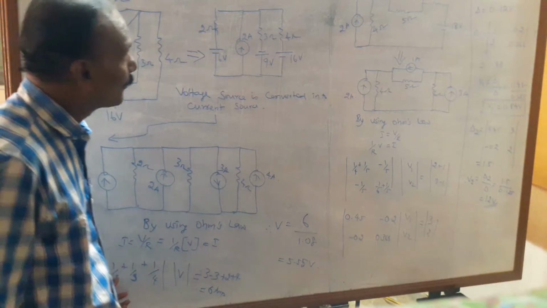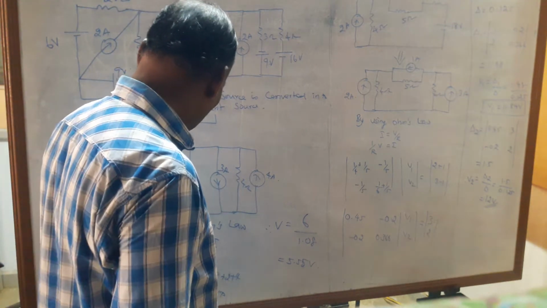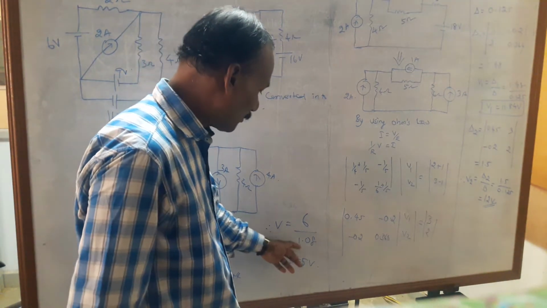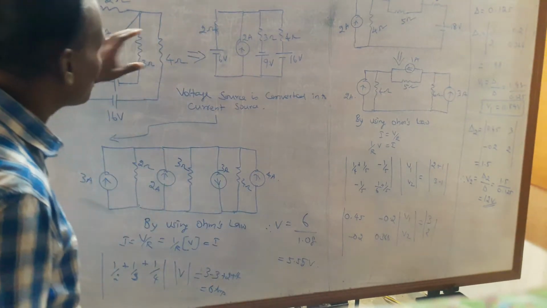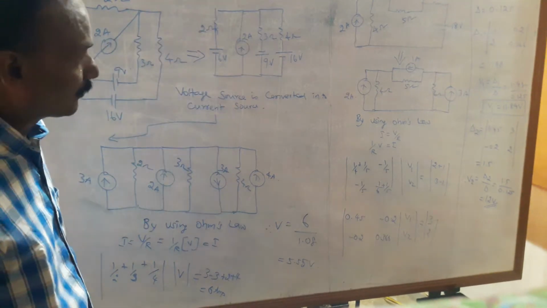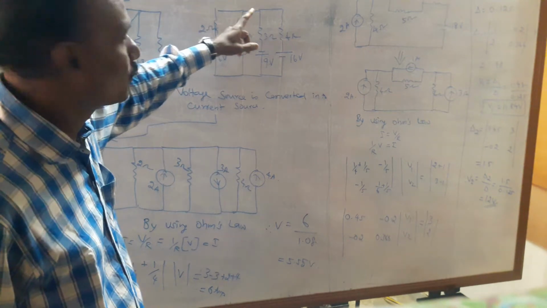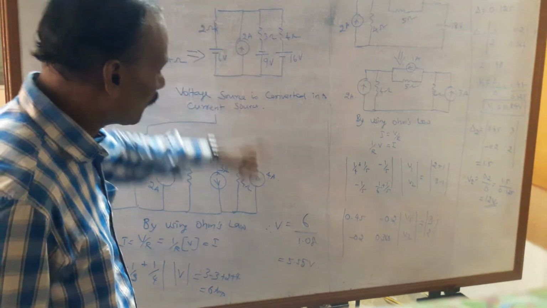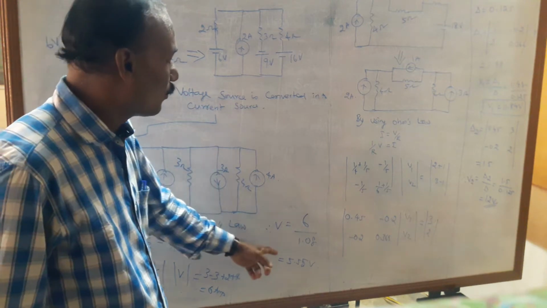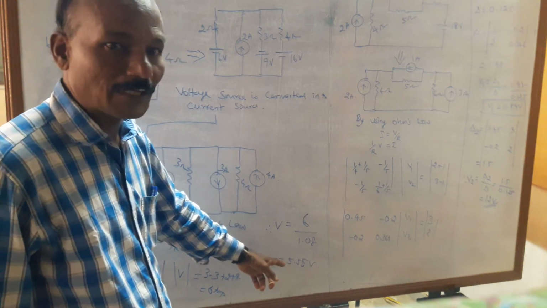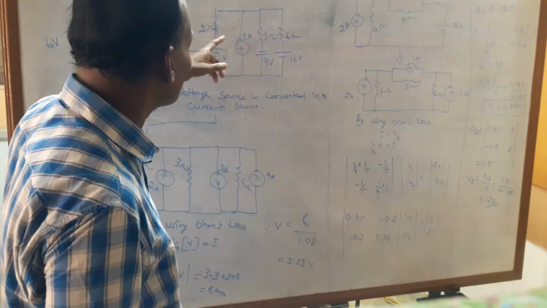So V is equal to 6 divided by 1.08, so V is equal to 5.55 volt. The voltage across each resistance is 5.55 volt because there is only one node. But the power is entirely different, because power depends upon the voltage and current. Here the voltage is the same, 5.55, but the current differs with resistance.